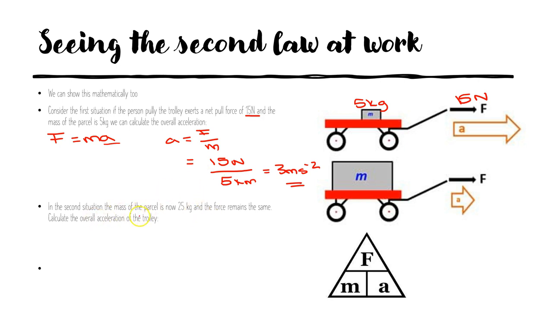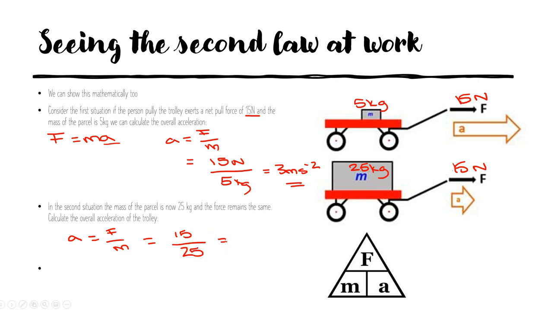So in the second situation, now the mass of the parcel is going to be 25 kilograms. So we can see that we have increased the mass of the parcel, but the force is remaining the same. So our net force is going to be 15 newtons. I can do exactly the same thing as we did before. We're going to work out the acceleration. So we're going to have the force divided by the mass. So now we have 15, and instead of being divided by 5 in terms of our mass, it's actually going to be divided by 25.